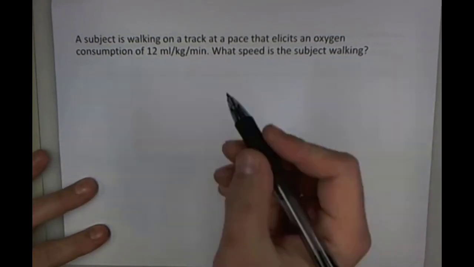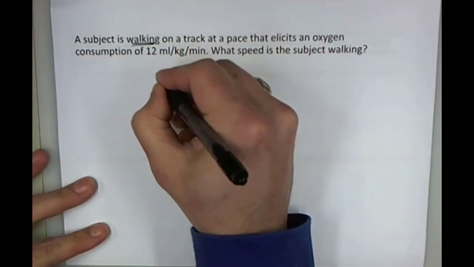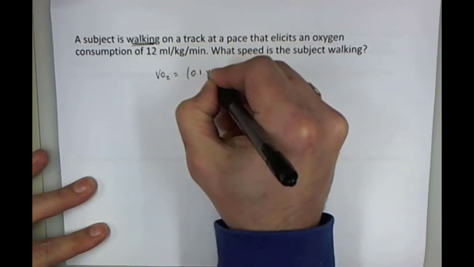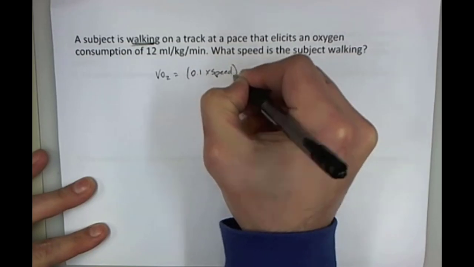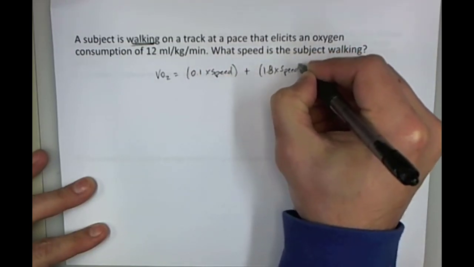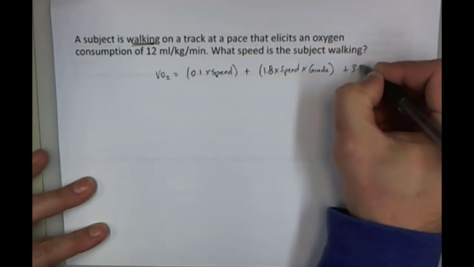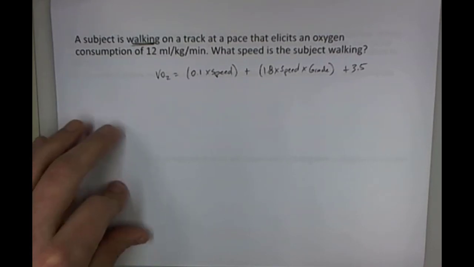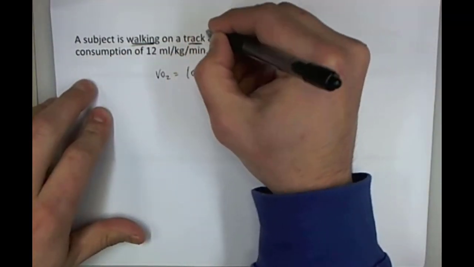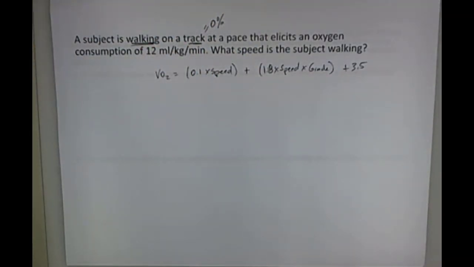The first thing it says is a subject is walking. So this tells us that we're going to use the walking equation, that is VO2 equals 0.1 times speed plus 1.8 times speed times grade plus 3.5. So subject is walking, on a track, there's our second one. Our track indicates that the percent grade equals 0% because tracks are flat.